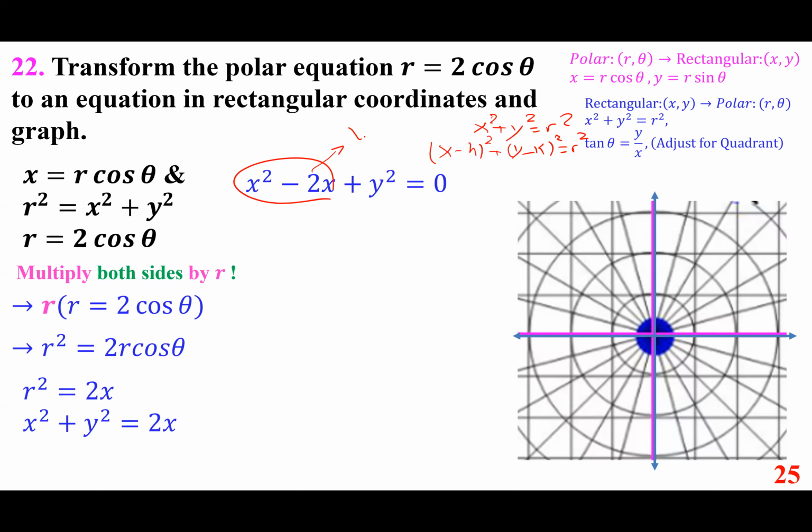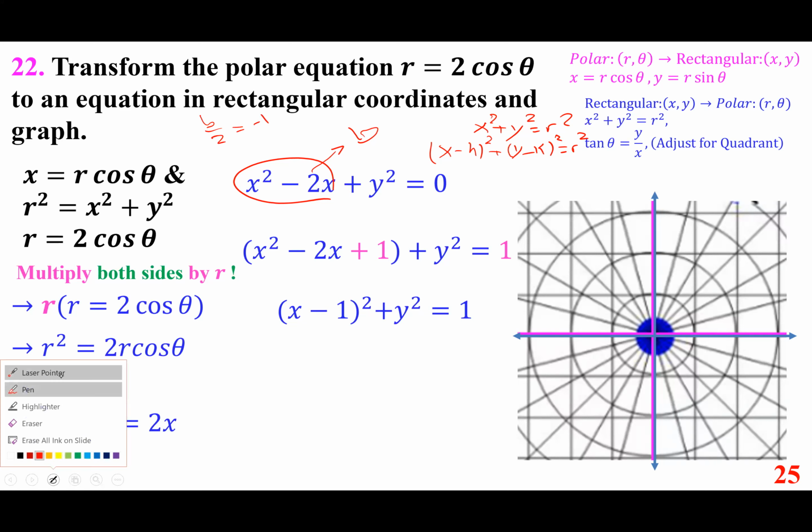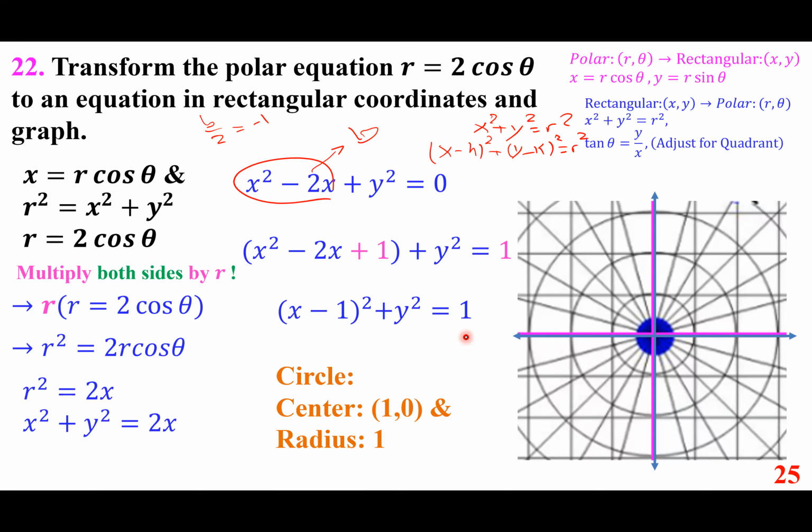And this is the value of b. You remember that? Negative 2 divided by 2 is negative 1, and squared is positive 1. So you're looking at x minus 1 quantity squared plus y squared equals 1. So we are looking at a circle centered at 1, 0 with the radius of square root of 1, which is 1. So here's roughly 1, 0, and here's the circle.